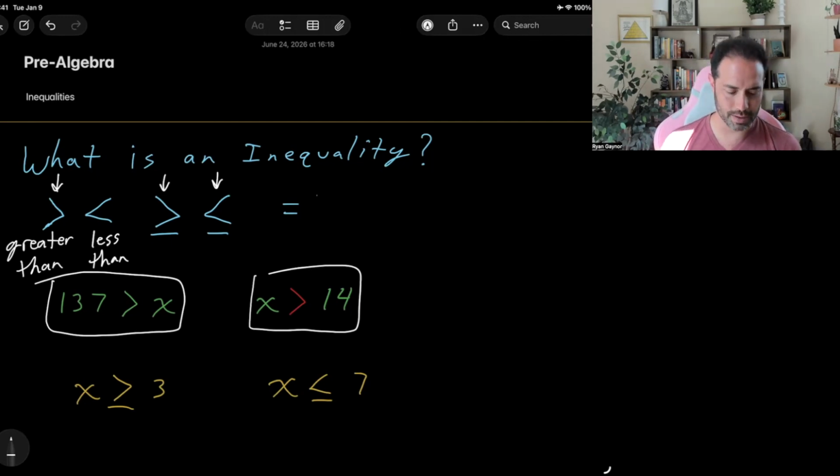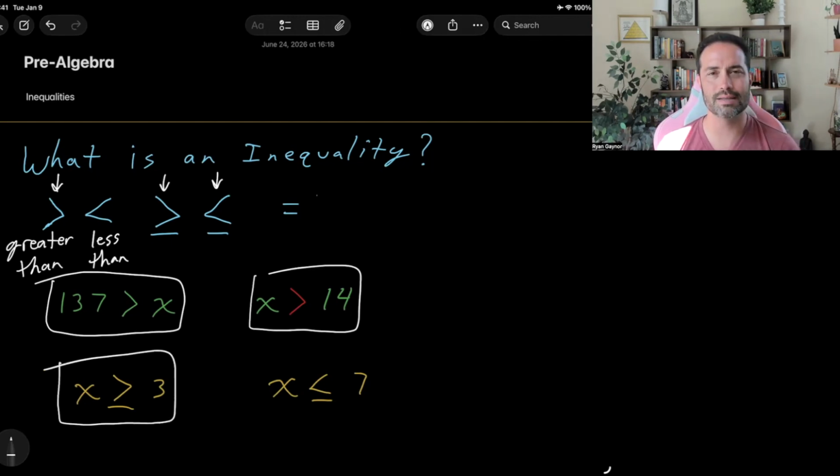Okay, so now we're down here. We have x, right? We read it from the variable. In this case, it happens to be left to right. Then the mouth open, so that's greater than, but then there's a line at the bottom, so that means equal to. So x is greater than or equal to 3. So that literally means the answer could be 3 or any number above 3.